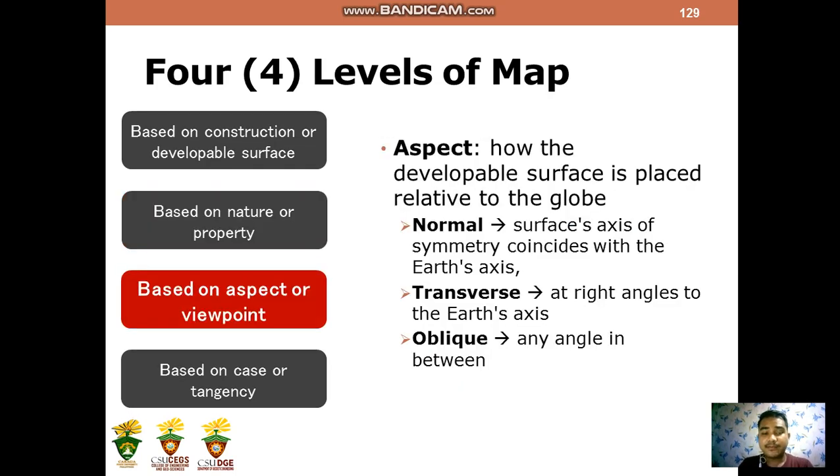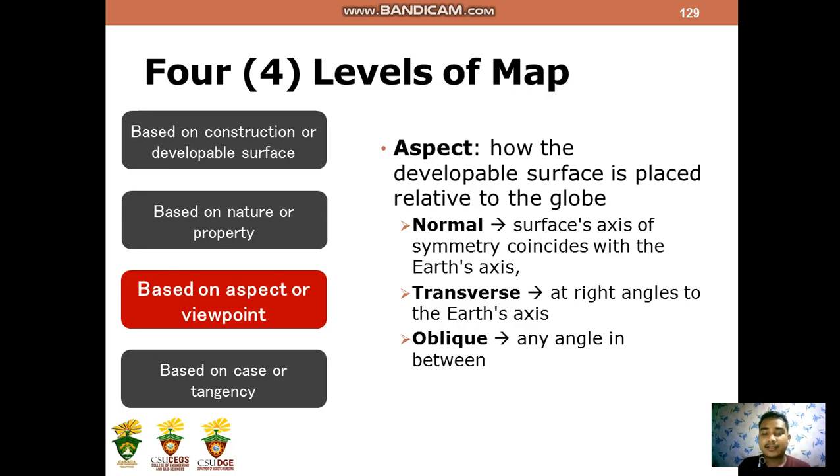Next level of map classification is based on aspect or viewpoint. Let us define what aspect is. Aspect is how the developable surface is placed relative to the globe. The first aspect is normal, where the surface axis of symmetry coincides with the Earth's axis, as we showed in the example earlier.